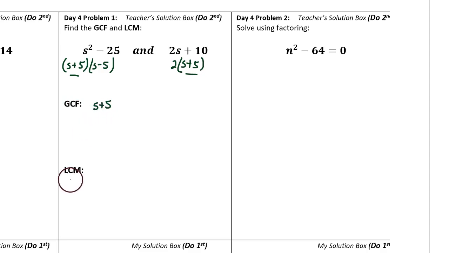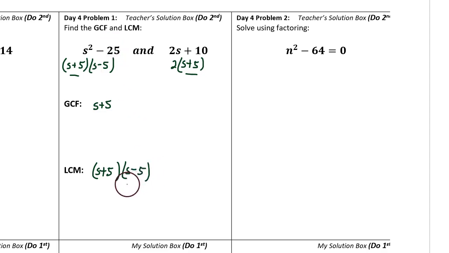Now let's make our LCM by using the factors that we've written out. Write both of the factors from the first polynomial, the s plus 5 and the s minus 5. Both of them are needed in order to create a multiple of that first polynomial, because the first multiple of any number is the number itself.